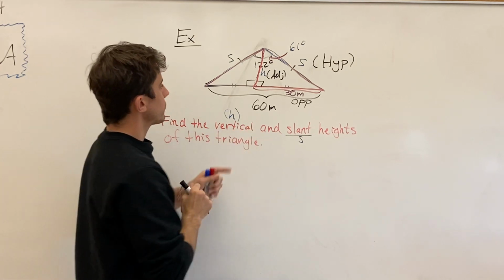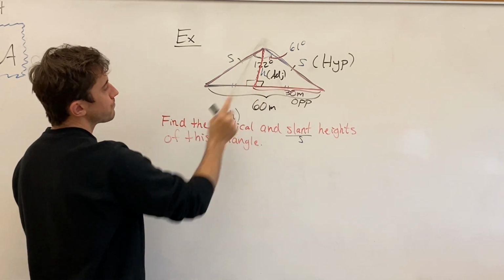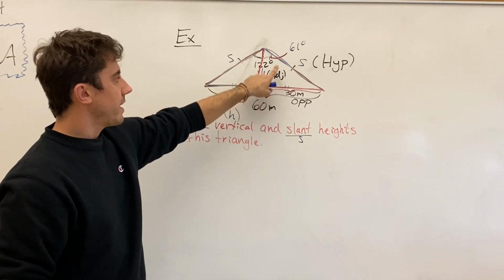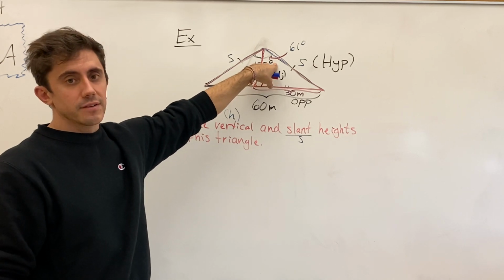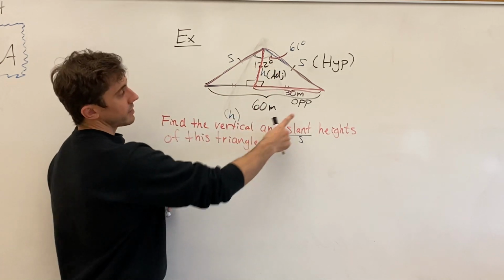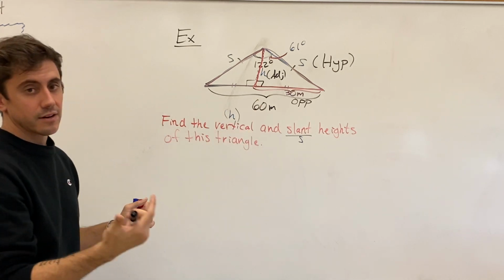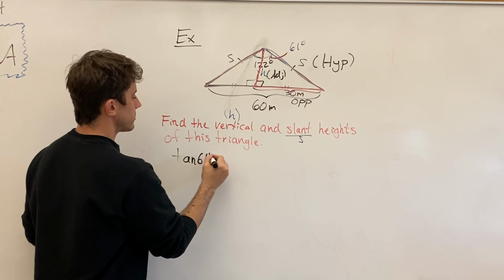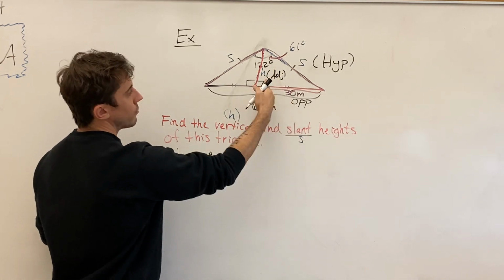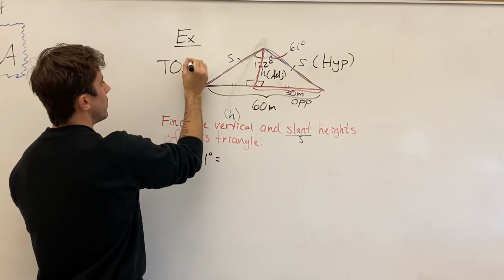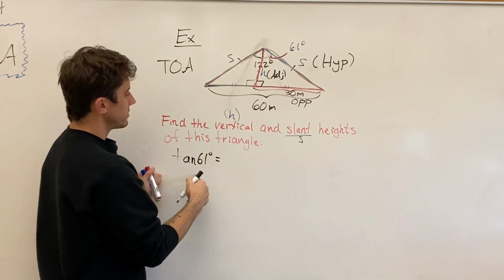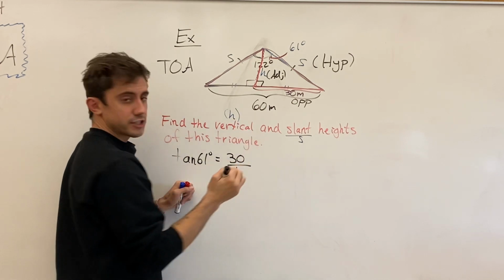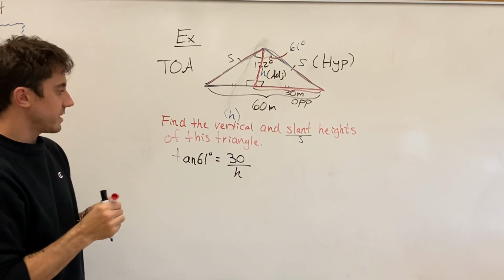So now, let's start with the vertical height. Let's get an equation for the vertical height. The vertical height is the adjacent. We know the opposite, and we have our angle inside of 61 degrees, and so which trig ratio relates opposite to adjacent? That's our tan ratio, and so we can write tan of 61 degrees is equal to opposite over adjacent, right? Toa in SOHCAHTOA. So tan of 61 is 30 over h.